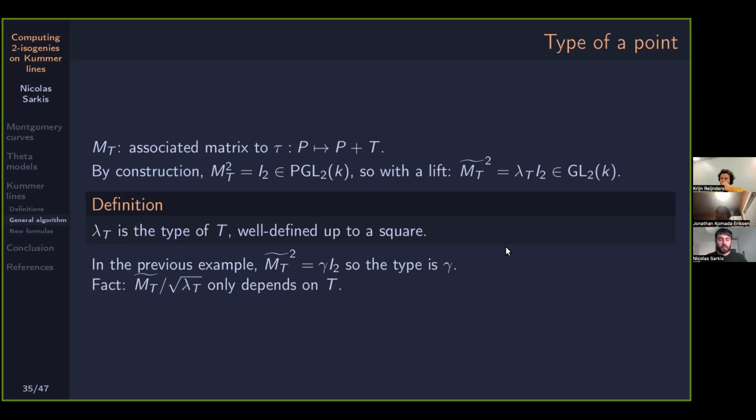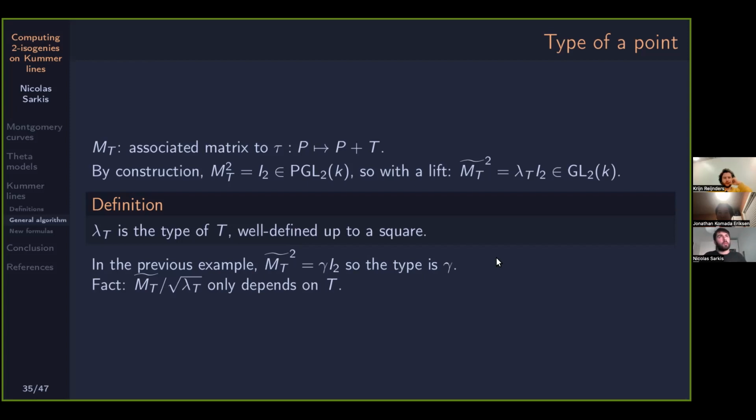So, for instance, in the previous example, we had the matrix 0, gamma, 1, 0. And if you compute M_T squared, you get gamma times the identity, so the type is gamma. And one thing we will be using: here we have lifts, and lambda T will depend on the lift. M_T depends on the lift. But if you look at M_T tilde over the square root of lambda T, it only depends on T. The lift doesn't matter. And this is a matrix we will be using in the next section.